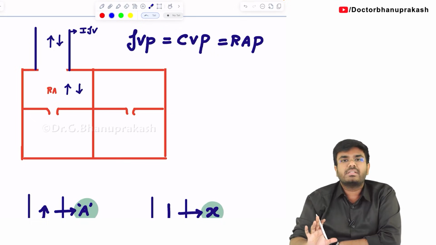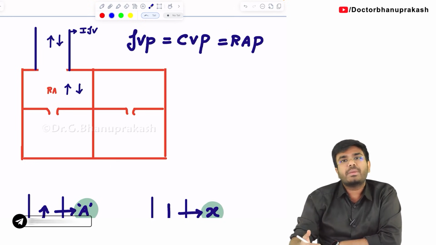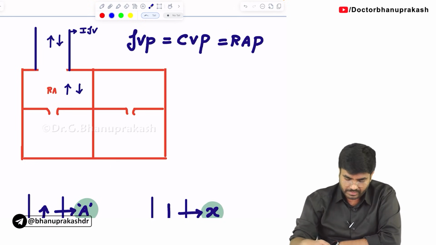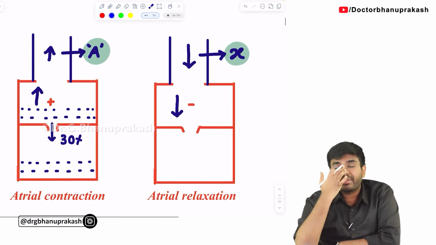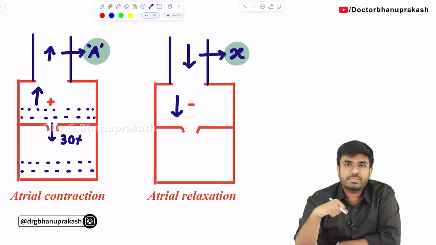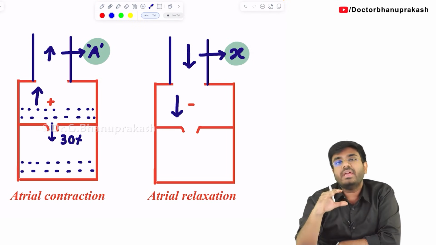Okay, so if you have this clarity, now let's go further. Step by step we will discuss now. Normal JVP. Guys, have we discussed the cardiac cycle? Yes, we have discussed the cardiac cycle in the earlier videos. Now in the cardiac cycle, I have begun with which event? Atrial contraction. Every time I begin with the atrial contraction.